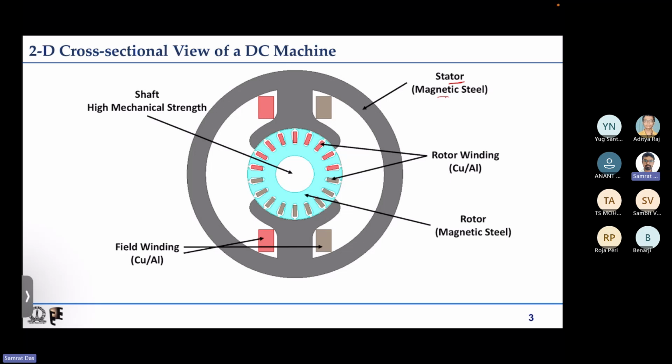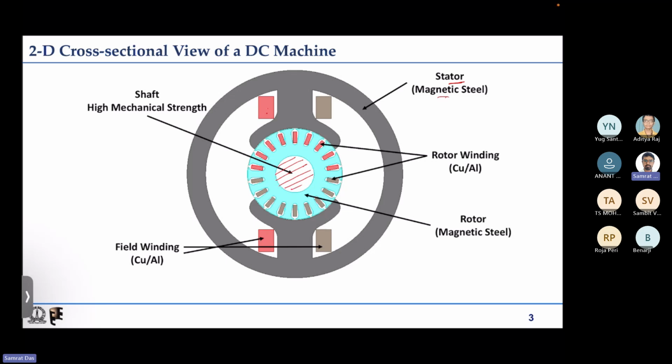that is also made up of magnetic steel. So in the rotor slots you have red or ash color rectangular boxes which represent the armature winding, and on the field you have again red and ash color boxes which represent the field winding. The rotor at the center, there is some white space kept. Actually that is the shaft.